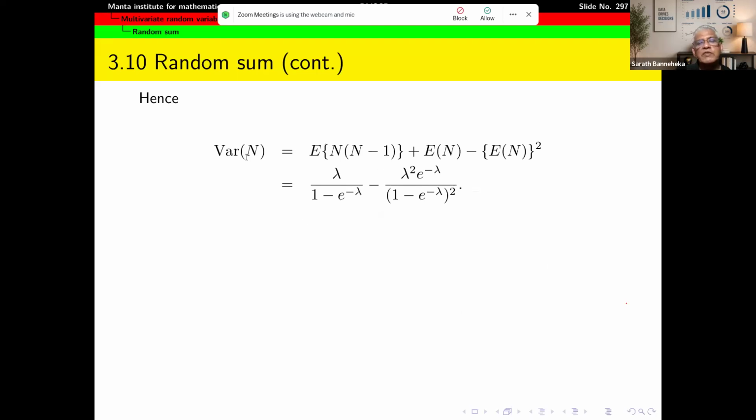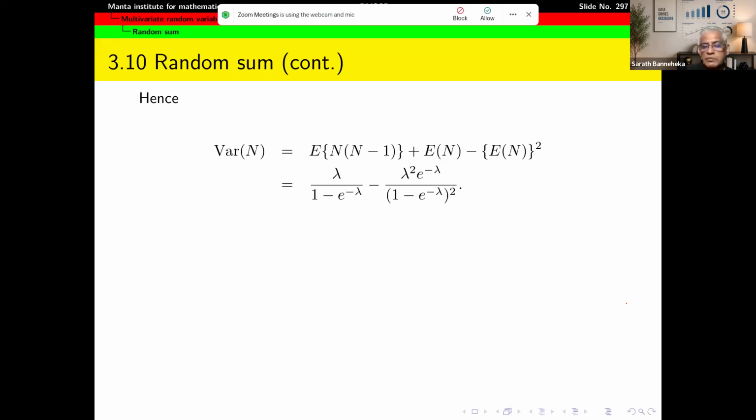So the variance of N we can write down as the expected value of this quantity plus the expected value of N minus the expected value of N whole thing square. What you need is that the variance of N is equal to the expected value of N square minus the expected value of N whole thing square. But here you get the expected value of N square minus the expected value of N, and you have to remove that by adding the expected value of N. So you get the expected value of N square minus the expected value of N whole thing square. That is the variance. When you substitute the terms that you found, you get this expression here.